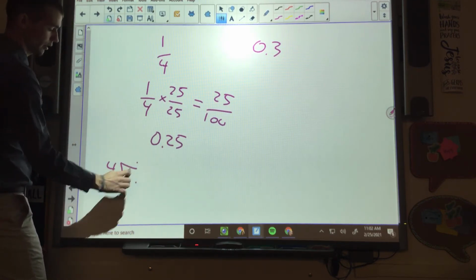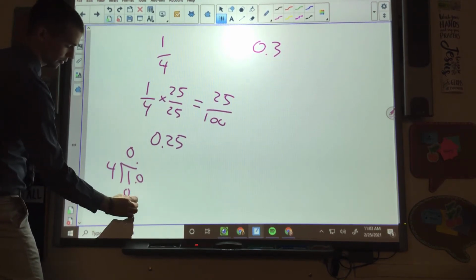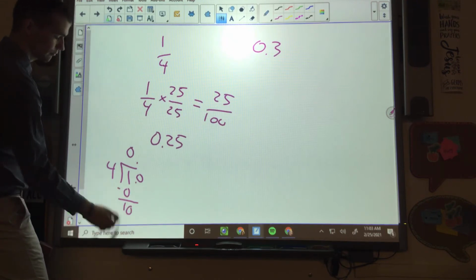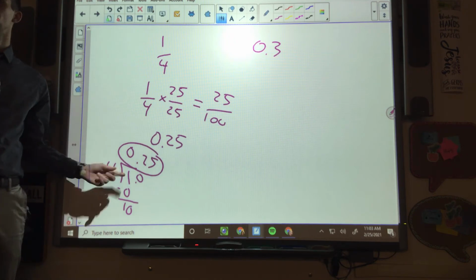4 goes into 1 how many times? 0. 0 times 4 is 0. Drop down another 0. Now I get 10. Eventually you're going to get 0.25. So I can put both as decimals.